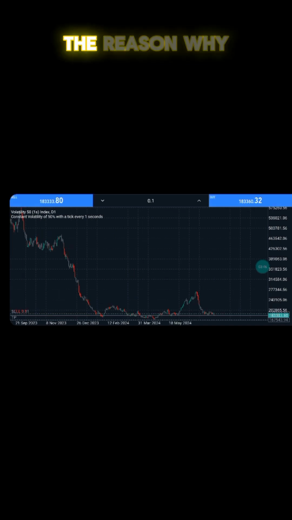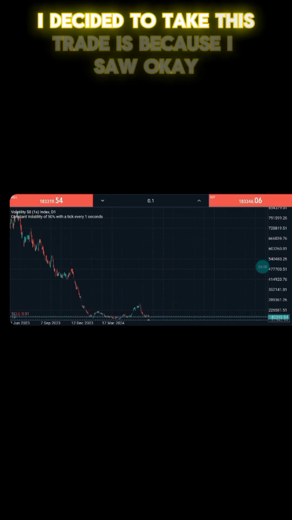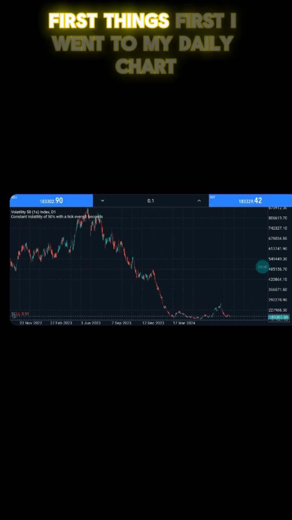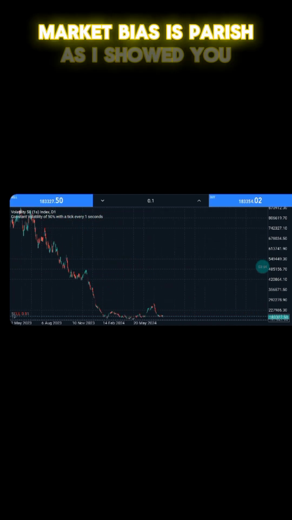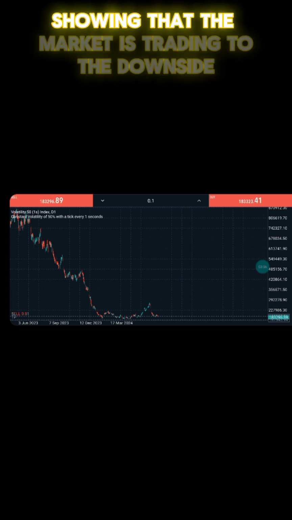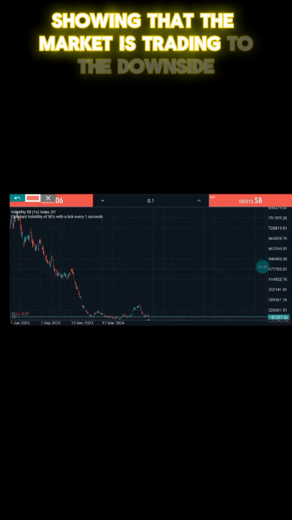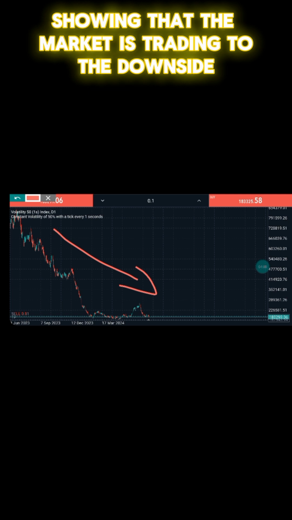So the reason why I decided to take this trade is because, first things first, I went to my daily chart. I looked at the market bias. Market bias is bearish, as I showed you, showing that the market is trading to the downside.